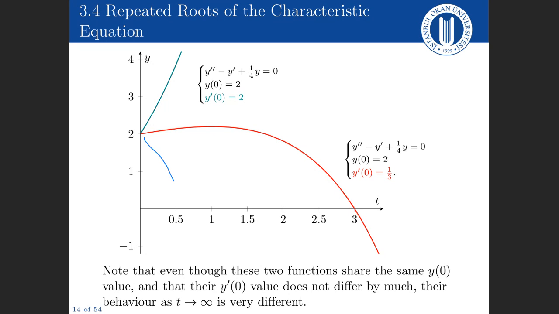And the slope at this point is similar, but not exactly. The slope is equal to 1/3, or the slope is equal to 2, which is not a big difference. The difference between 1/3 and 2 is not a big difference. And yet, the behavior of these two solutions is very different. The red graph curves down to minus infinity. The turquoise graph curves up to infinity, just from this small change in the initial condition.